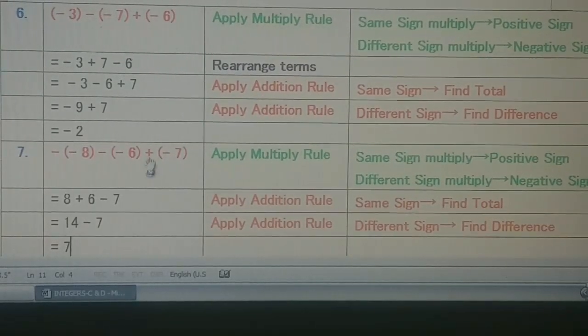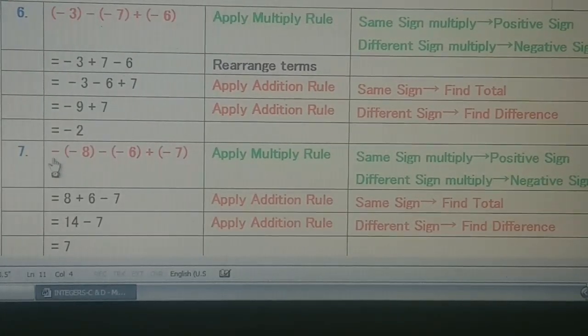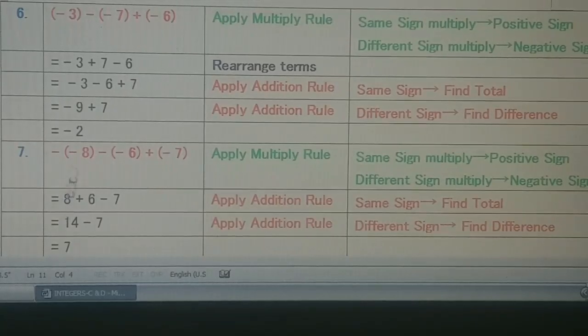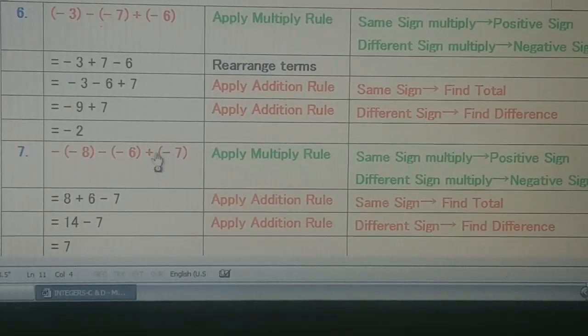So to remove one of the signs we apply the multiply rule. Here the open bracket symbolizes the multiply rule. Between these two signs there is a bracket, so again we have to apply the multiply rule. Minus into minus, that is plus 8 we have to write. And here again minus into minus, we write plus 6. And in the next step, plus and minus, we write a minus sign.